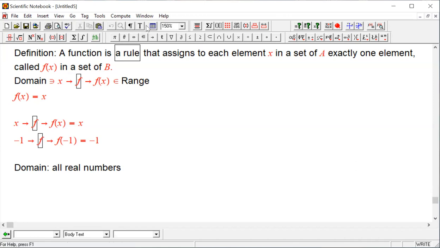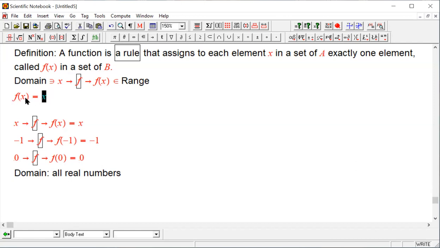And I can make the input, how about 0? 0 is such an easy number. So f of 0, the output is going to be the same as the input. You see, that's the rule. The rule says the output is the same as the input. This is the rule for this particular function.